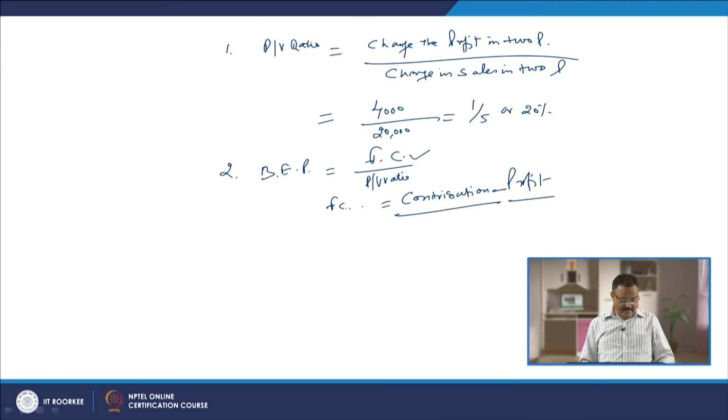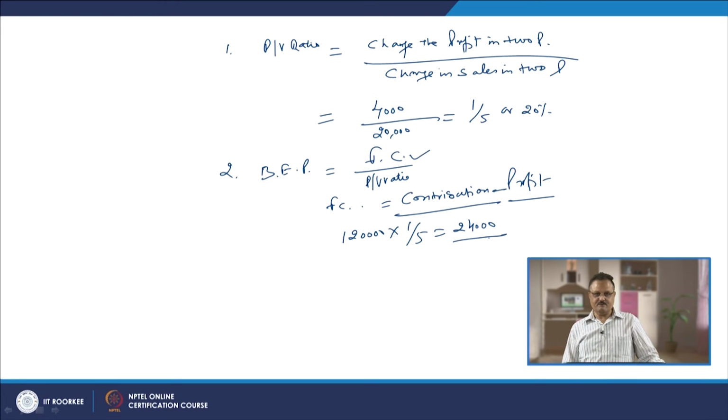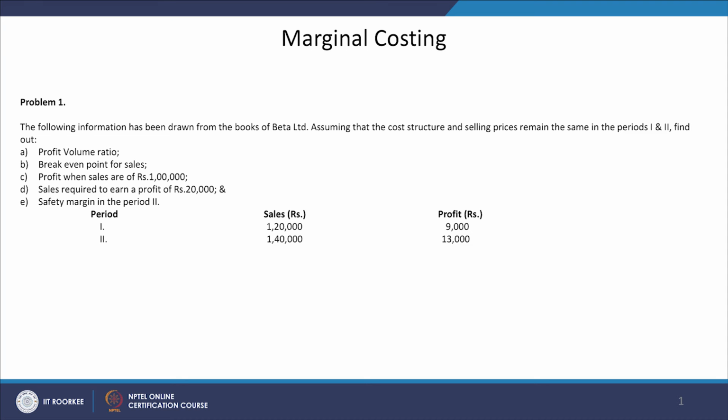The contribution you can calculate easily: the sales in period 1 multiplied by the PV ratio, that is 1 by 5. That amount will come as 24,000, so rupees 24,000 is the contribution. So, to calculate the fixed cost, I think we are now able to go ahead. The contribution we have found is 24,000, and we also know the profit. What we have to find out is the break even point for sales.